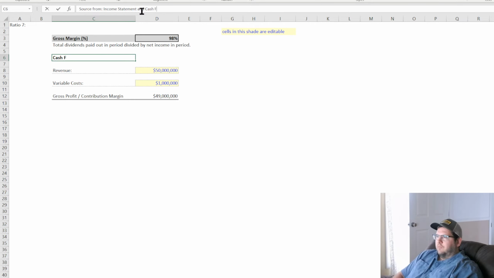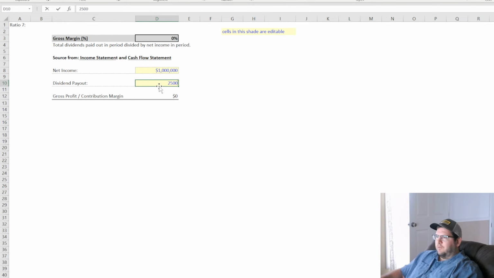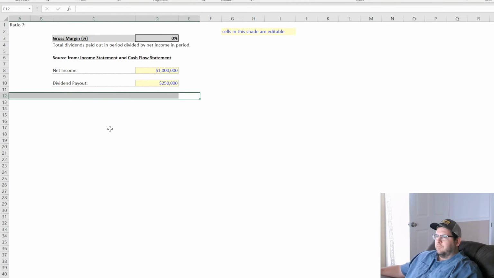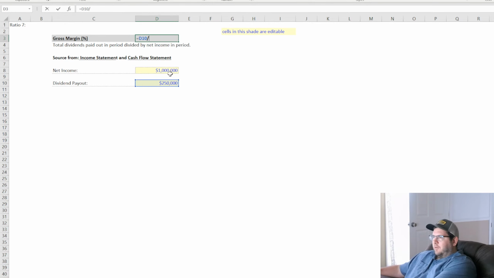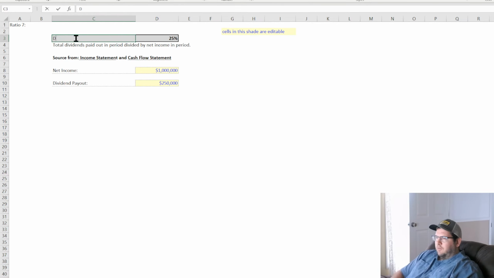Cash flow statement. So net income here again, let's say it's $1 million, whatever period. Dividend payout is, let's say, 250,000. We now see that is 25%. Dividend payout. 1, 2, 3, 4, 5, 6, 7. Ratio number 8 for today.